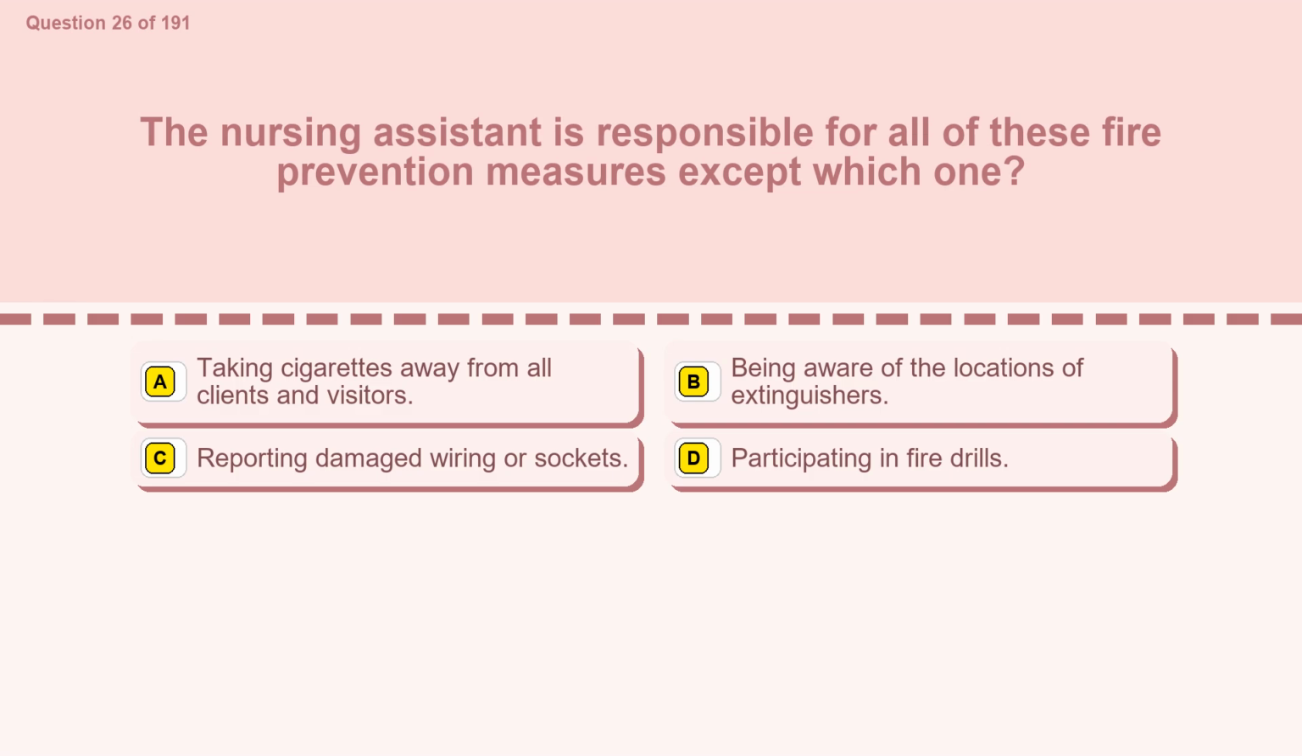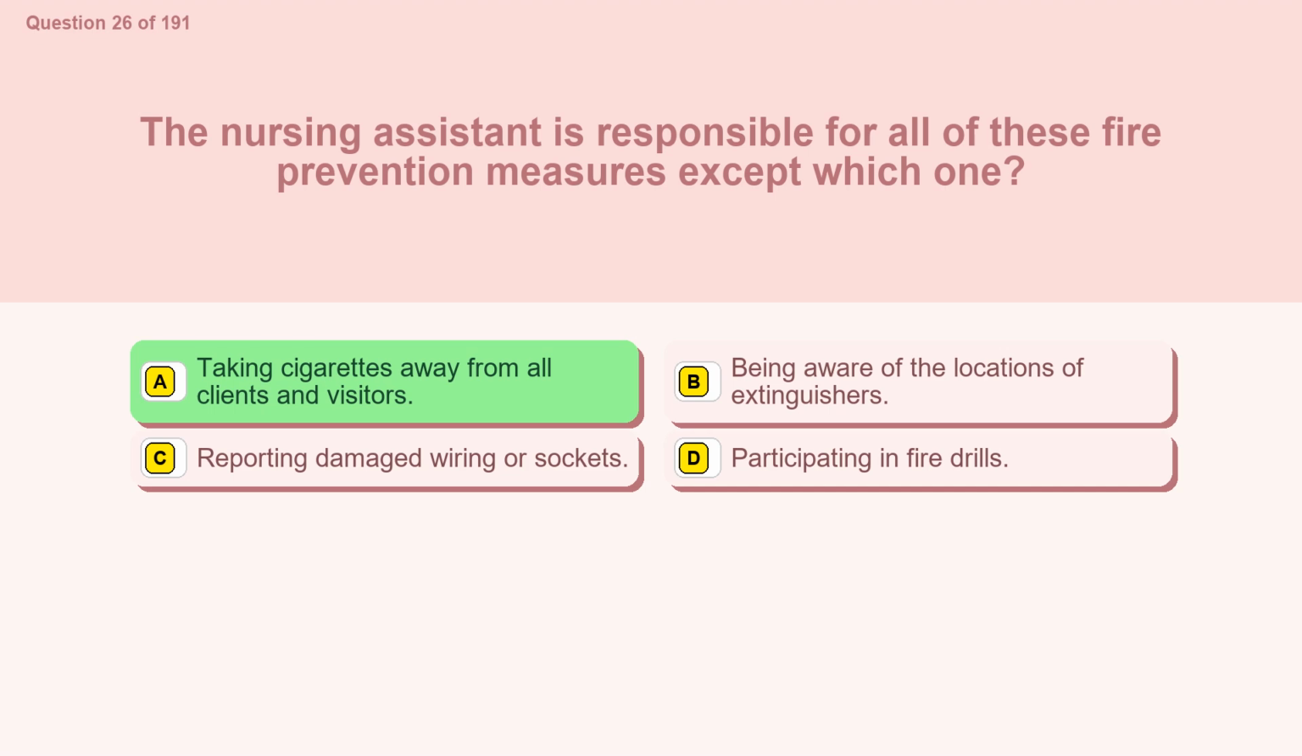Question 26. The nursing assistant is responsible for all of these fire prevention measures except which one? Option A. Taking cigarettes away from all clients and visitors. Option B. Being aware of the locations of extinguishers. Option C. Reporting damaged wiring or sockets. Option D. Participating in fire drills.